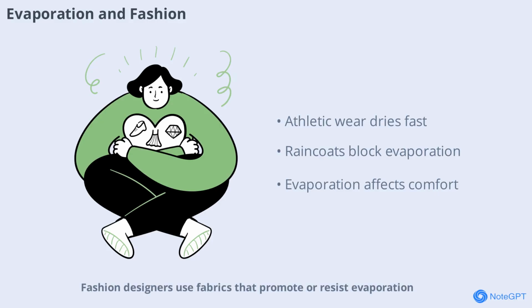Fashion designers use fabrics that promote or resist evaporation depending on the need. Athletic wear is designed to wick moisture and dry quickly, while raincoats and umbrellas block evaporation to keep you dry. The science of evaporation influences the comfort and function of the clothes we wear every day.